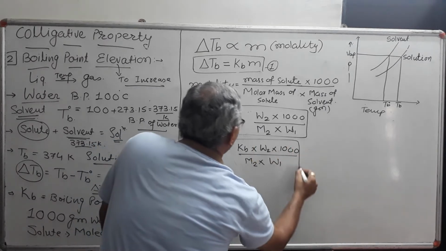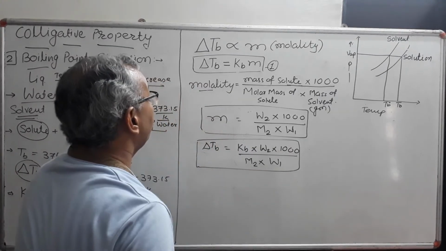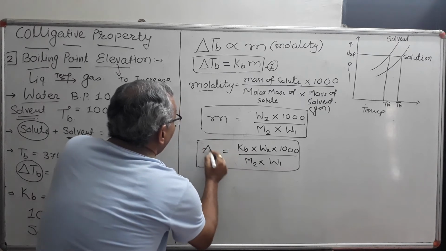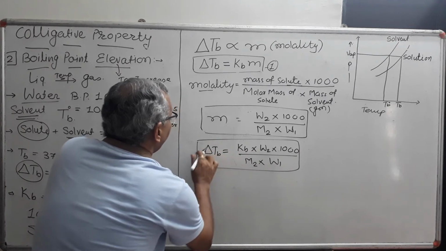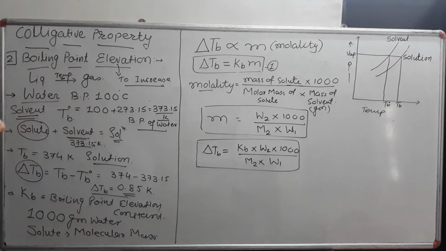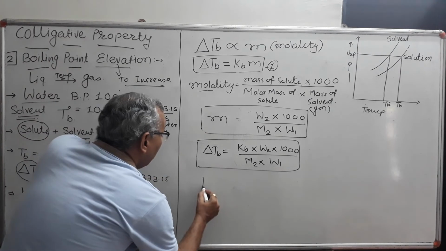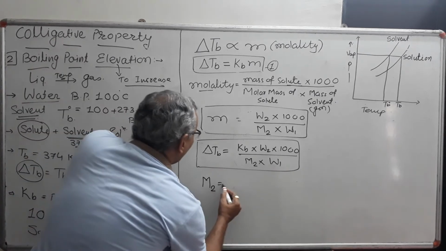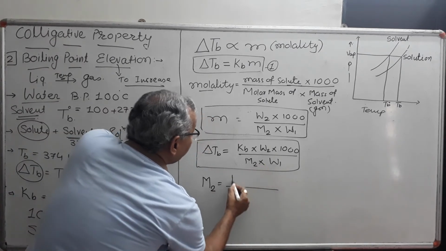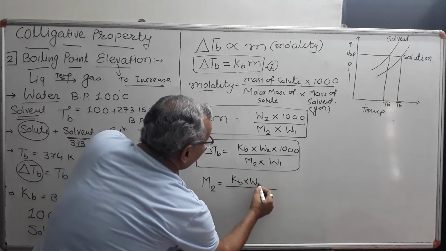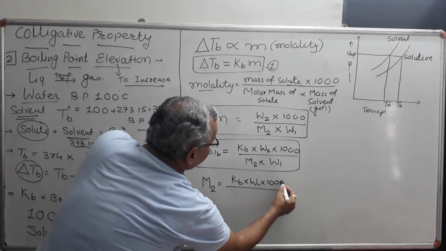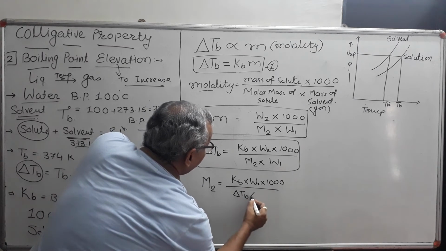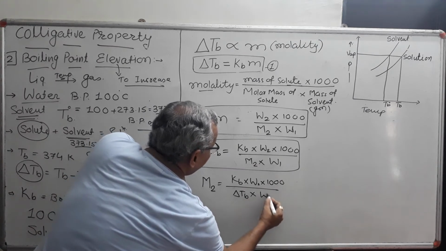So this is the important formula you have to remember. Also, friends, you can make the subject kb as well as m2 as per requirement. So these are the important things. If you want to find out the molar mass of the unknown solute, in that case m2 will be the subject, and it is kb into W2 into 1000 upon delta TB into W1.